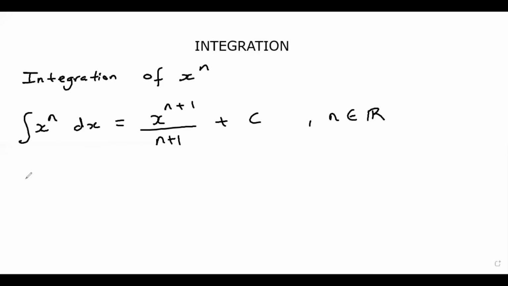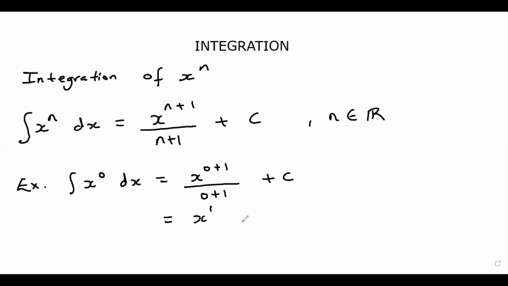So for example, let's say we have the integral of x to the power of 0 dx. That would simply be x to the 0 plus 1 over the new power, which is 0 plus 1, plus c. So we know that x to the 0 plus 1 would be x to the 1 over the new power 1 plus c. So that would be x plus c.